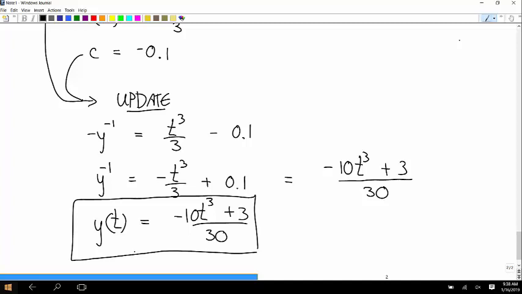Did I do something wrong with my denominator? Yeah, I didn't do that exactly right. I got so excited.